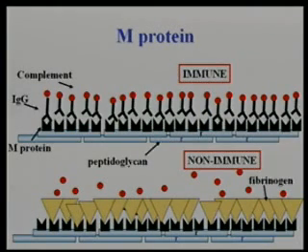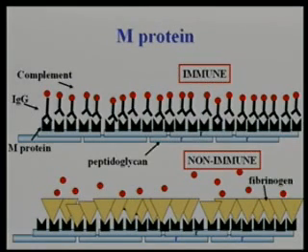In a non-immune individual, what's going to happen is that the peptidoglycan of this organism will activate complement. It will bind complement. That's been shown experimentally. What will happen is fibrinogen in the bloodstream will block the binding of complement to the peptidoglycan. So this is a protection mechanism of the organism. It's trying to avoid phagocytosis. It's an extracellular pathogen. It's trying to avoid being killed by a phagocyte.